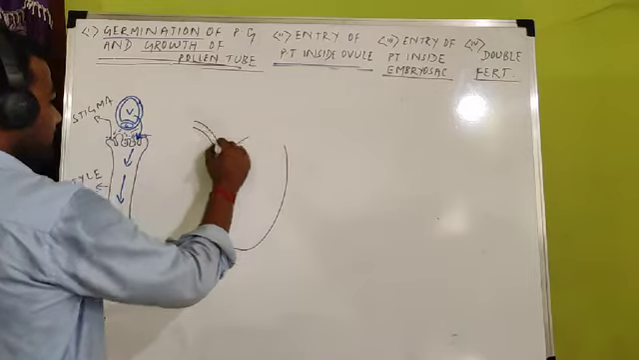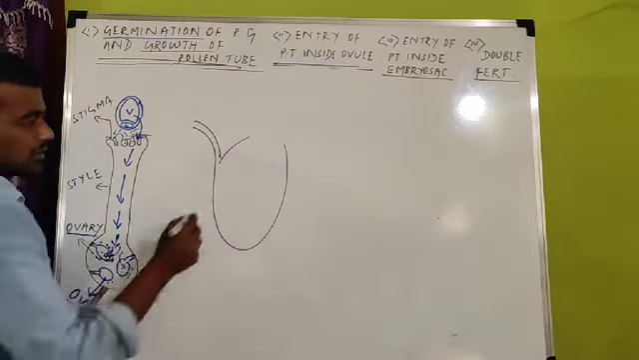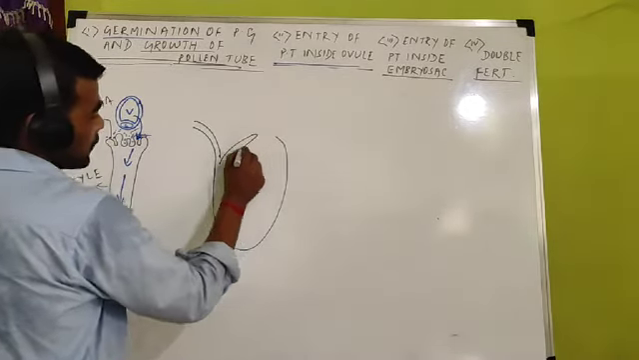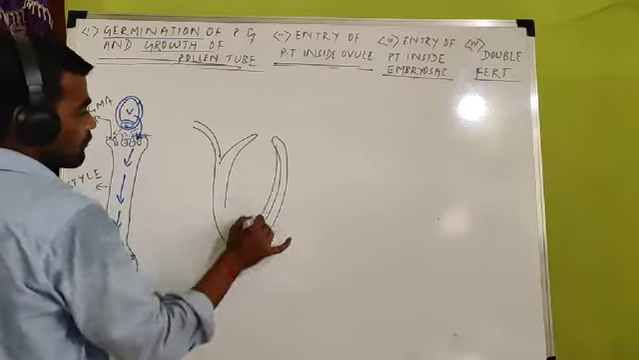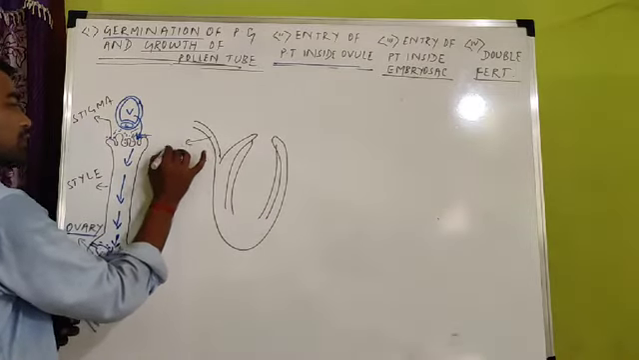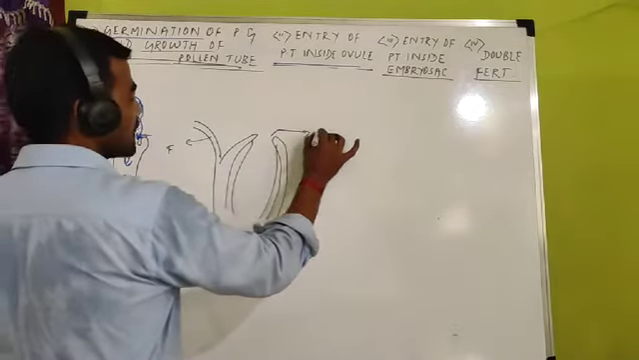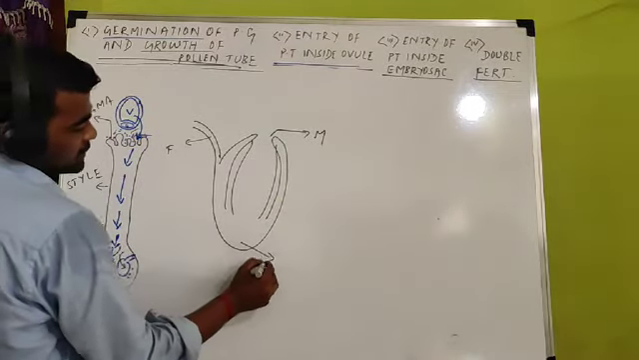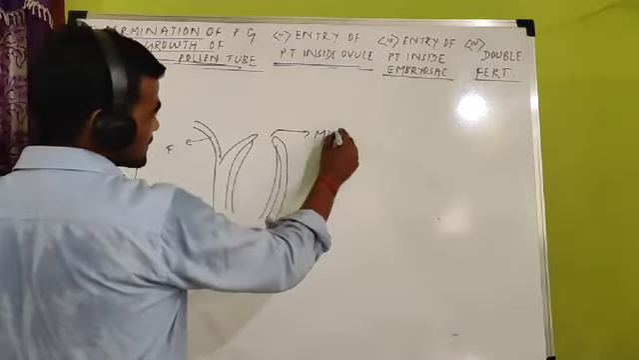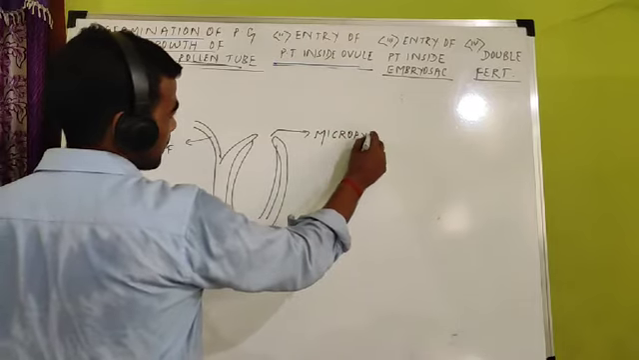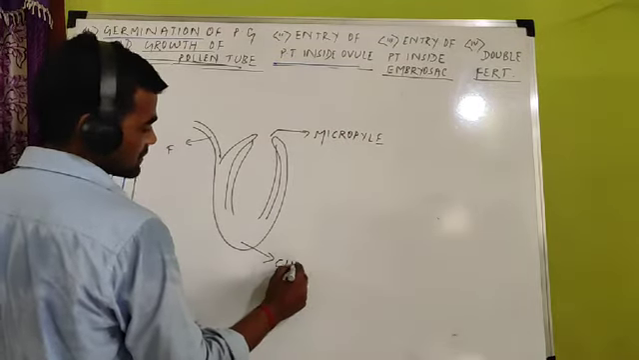In the female gametophyte part, the ovule consists of important parts. The stalk of the ovule is called the funicle. This part is called the funicle. This upper part is called the micropyle, and the lower part is called the chalaza. This is the micropyle. This is the chalaza.